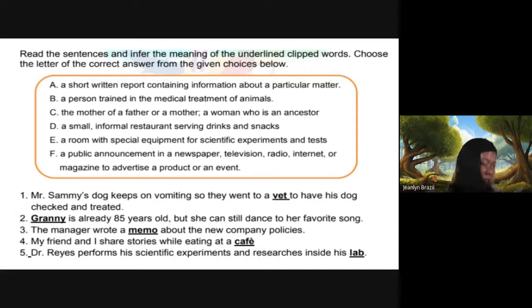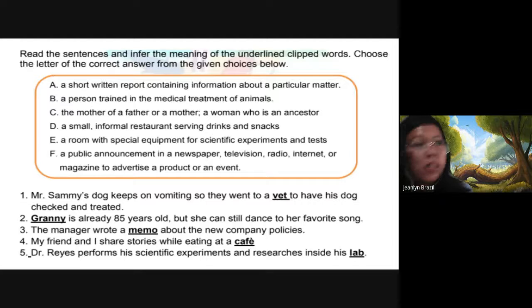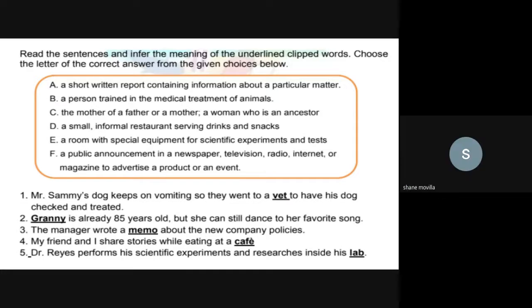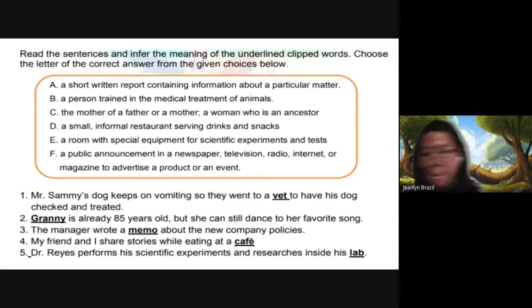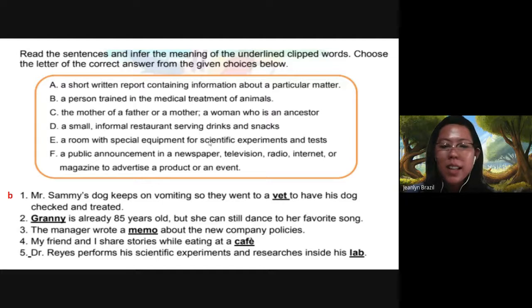Sige nga, Princess, what's your answer? What's your answer, Princess? Are you still here, Princess? Oh, who wants to answer? What is the correct answer for the first one? So we have Charisse. Charisse, what's your answer? B po. What is letter B? Please read letter B. A person trained in the medical treatment of animals. Okay, that's correct. So number one is letter B.